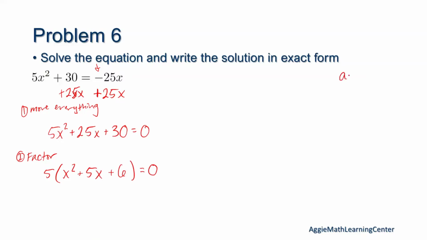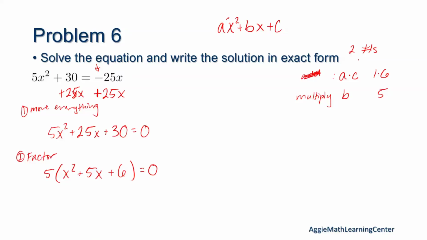The AC method? Yep. So we want two numbers that add to whatever our a times c is. Remember that the form is ax squared plus bx plus c. In this case, we have 1 times 6, and those two numbers should multiply to that and add to whatever our b is, which is 5. So I have it flipped. It should be 2 and 3.